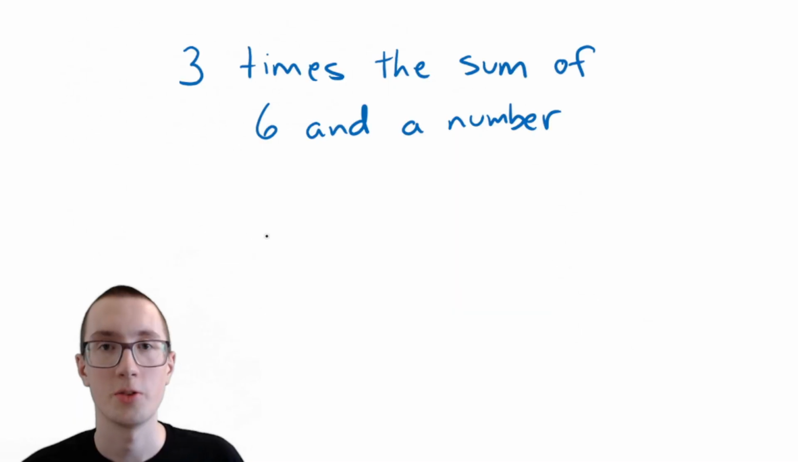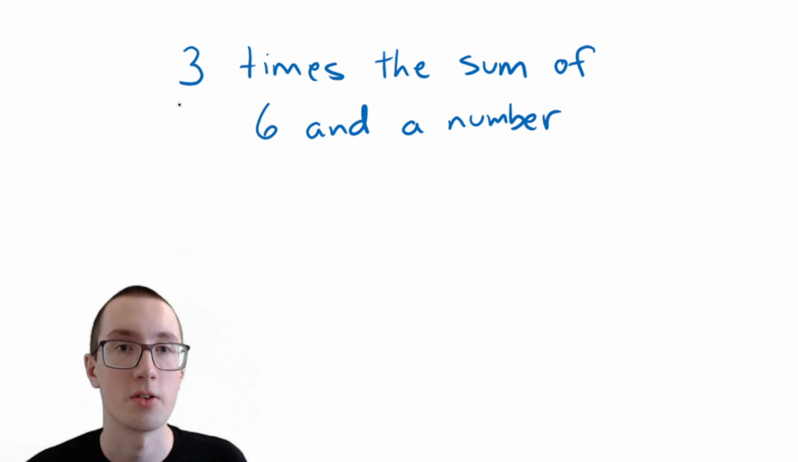Before you start learning all sorts of complicated math, you first need to learn how to take a sentence in words and turn it into an equation that you can actually do math with. So we'll start with this example, which is 3 times the sum of 6 and a number.